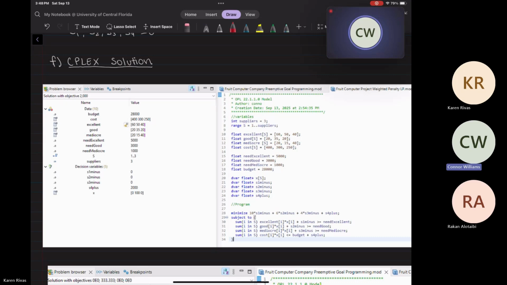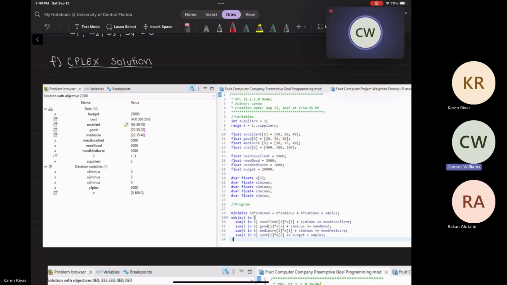We entered the table in there with excellent being 60, 50, and 40, good being 20, 35, 20, mediocre being 20, 15, 40, and then cost being 400, 300, and 250. That was based off of table 57. And then our needs. So we need 5,000 for excellent. We need 3,000 chips for good chips. We need 1,000 mediocre chips at a budget of 28,000.